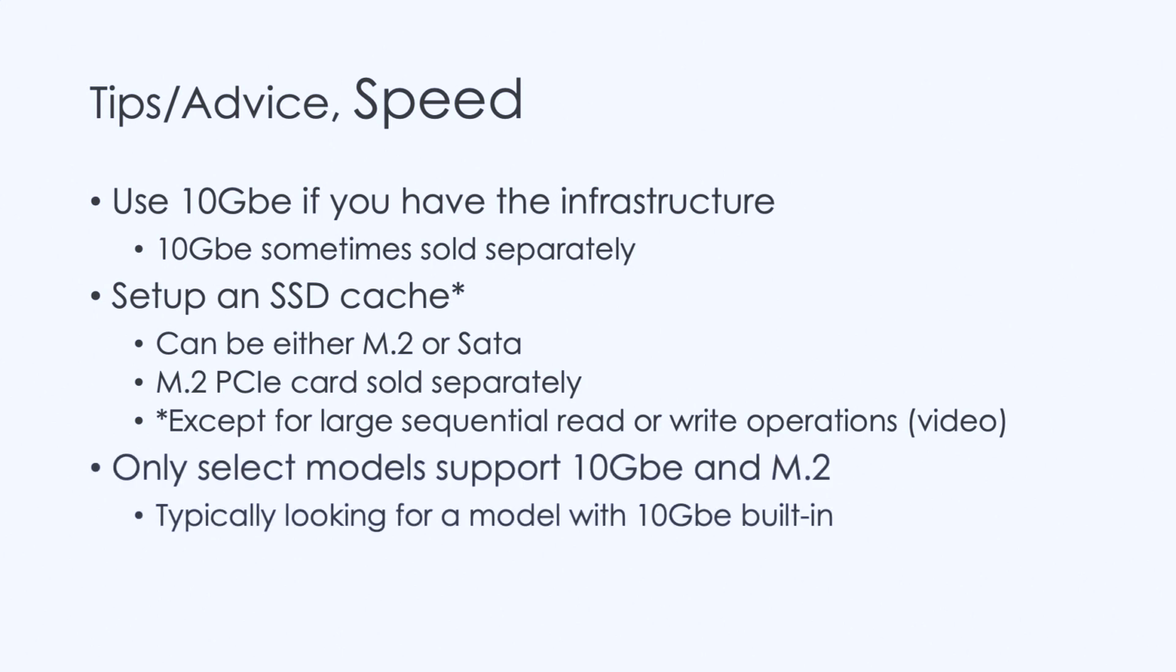And then only some models can do both 10 gigabit and M2. So you really want to check your spec page, make sure that 10 gigabit is built in if you want to do a PCIe card. This matters probably more on Synology. A lot of Synologies only have one PCIe card available. I think QNAP's a little different. I think they do have multiple, so you might be a little better off there. But if you're looking at Synology and you want both, you want to make sure that 10 gigabit's built in.